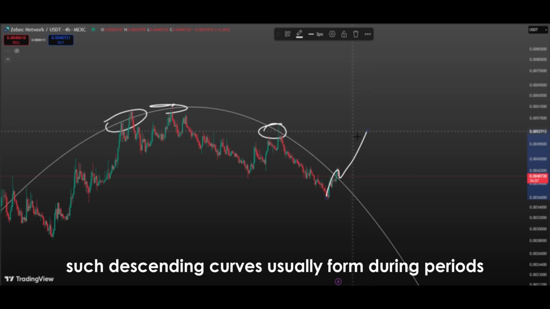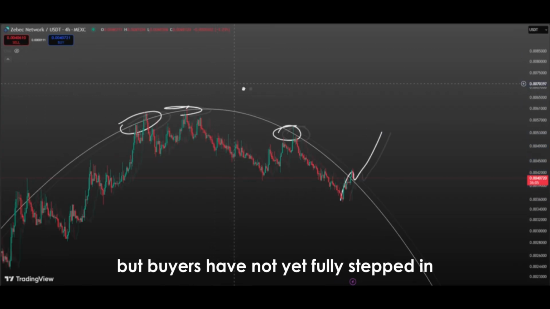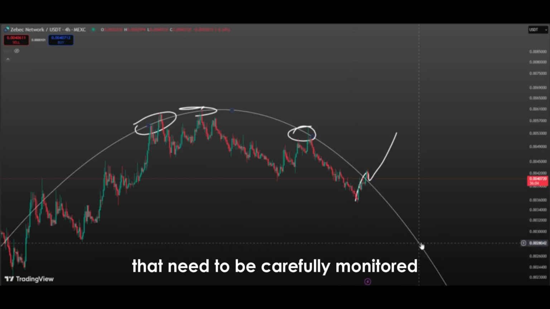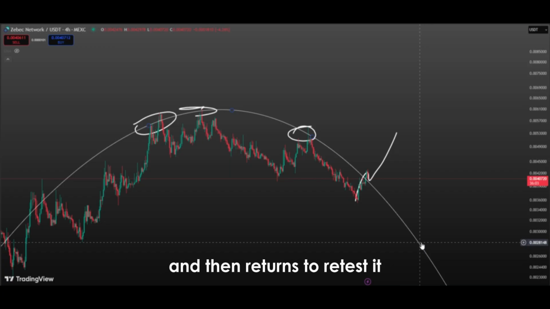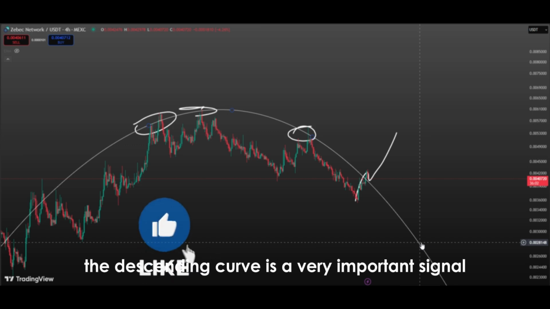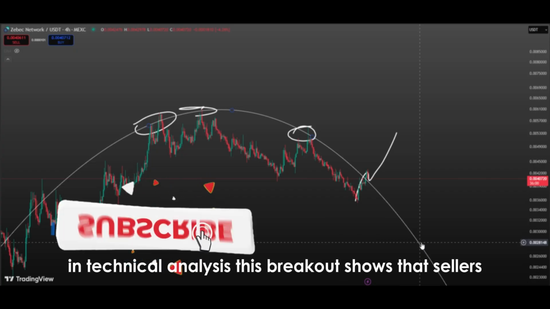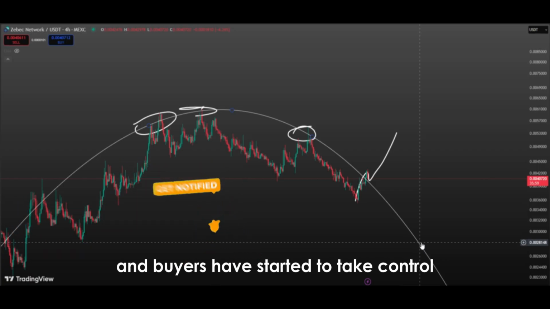Such descending curves usually form during periods when the market is exhausted, sellers are losing momentum, but buyers have not yet fully stepped in. That's why they are among the structures that need to be carefully monitored. If the price breaks this descending curve and then returns to retest it, this indicates a very critical scenario in technical analysis. The price breaking the descending curve is a very important signal in technical analysis. This breakout shows that sellers' pressure on the price has weakened and buyers have started to take control.